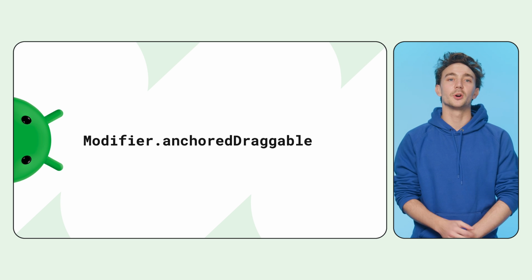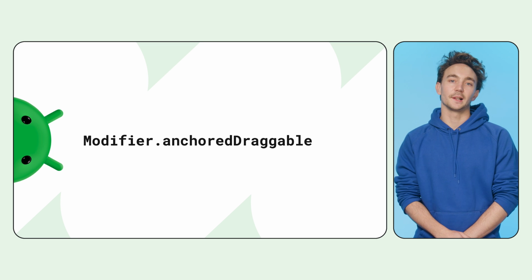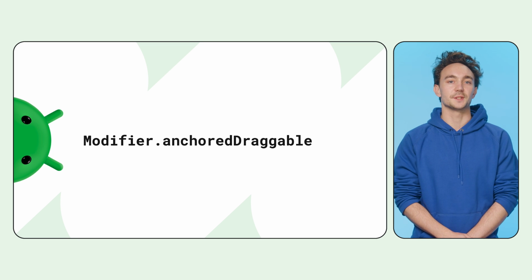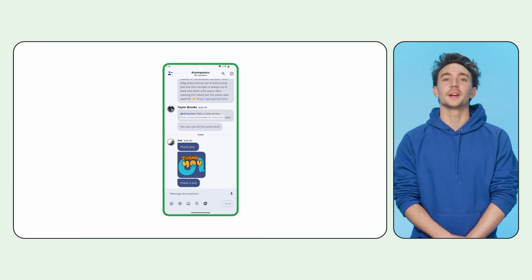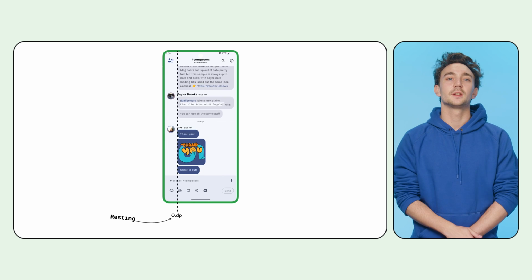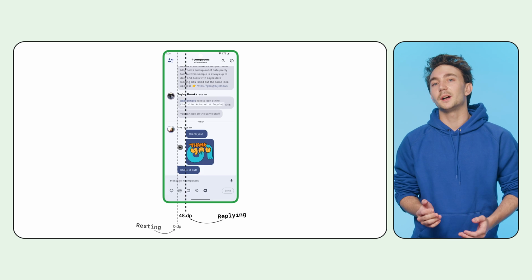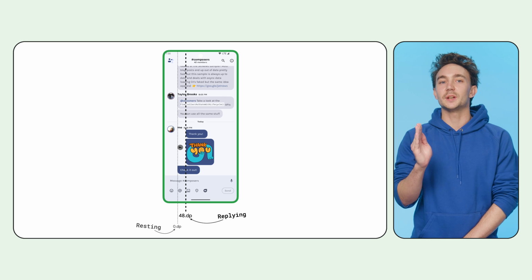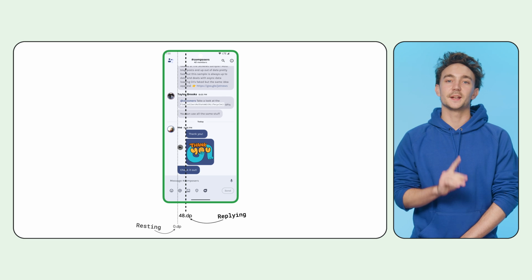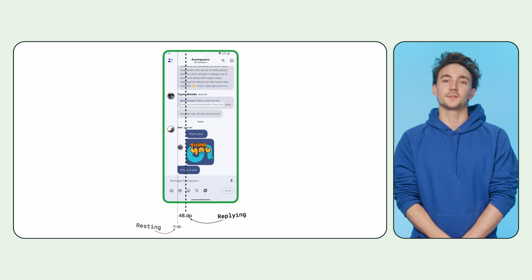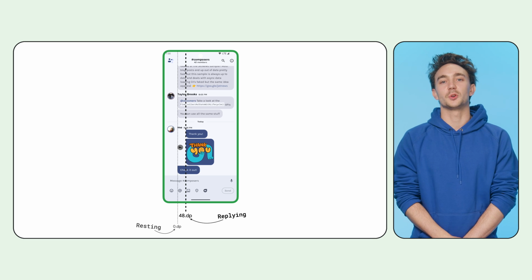AnchoredDraggable lets you drag a component between anchor points and then settle at the closest anchor when the gesture is released. Let's start by looking at our message component and what we want to achieve. There are two states: resting, the default state of the message, with no offset at all, or an offset of 0, and replying, where the message will be offset by 48 dp. When a user drags the message, we want to change the offset following their gesture movement. For added delight, we also want to show a reply icon behind the message.